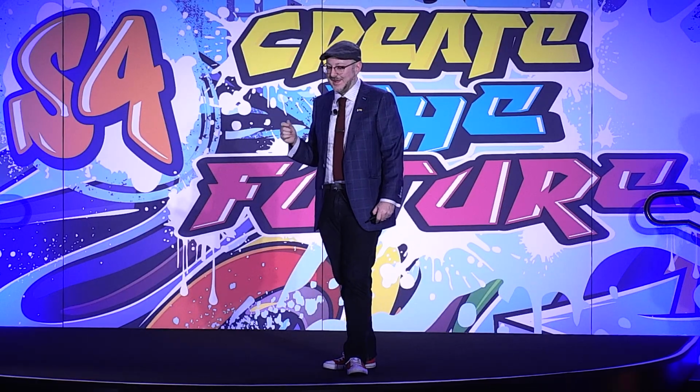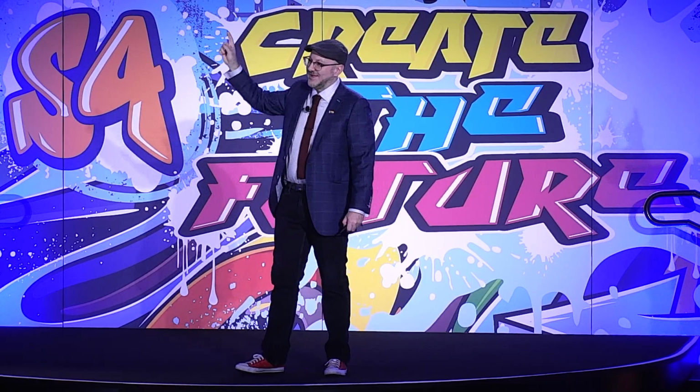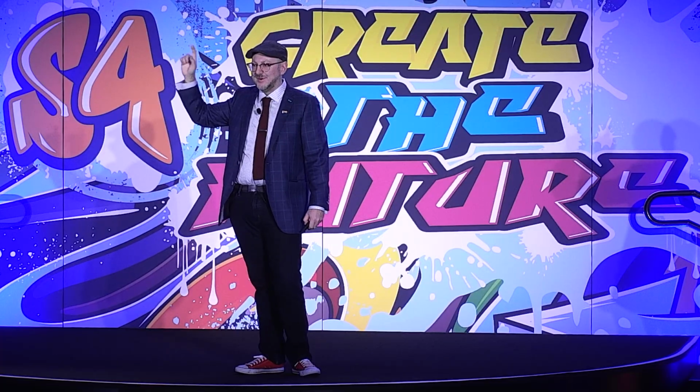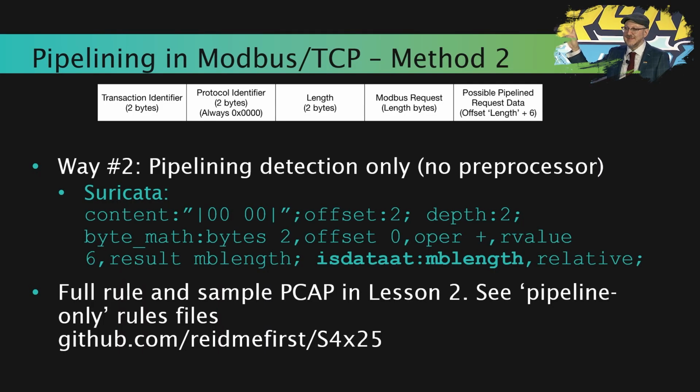Anyway, so let's talk about way number 2. Using preprocessors is the one thing I wish more people would do. But method number 2 is that you can detect pipelining itself. What you can do usually with protocols is they'll have a fixed length, or they'll have some kind of length field in them. And you can extract the bytes out of the packet, and usually you have to do something like this byte math statement, where you basically say, hey, the protocol identifier, that's the bytes 00, they're always 00 at offset 2, so that's kind of like a sanity check, make sure this is actually Modbus.